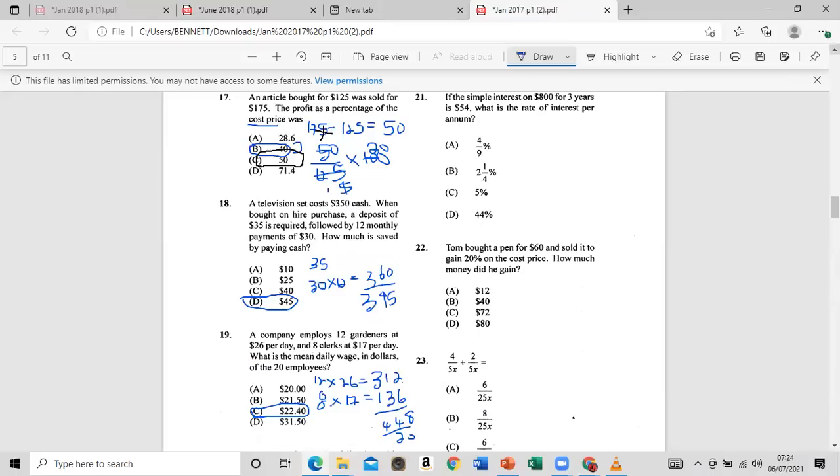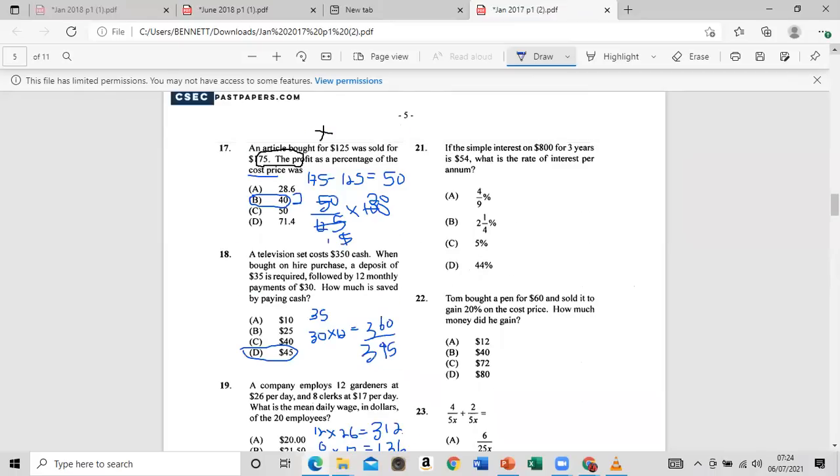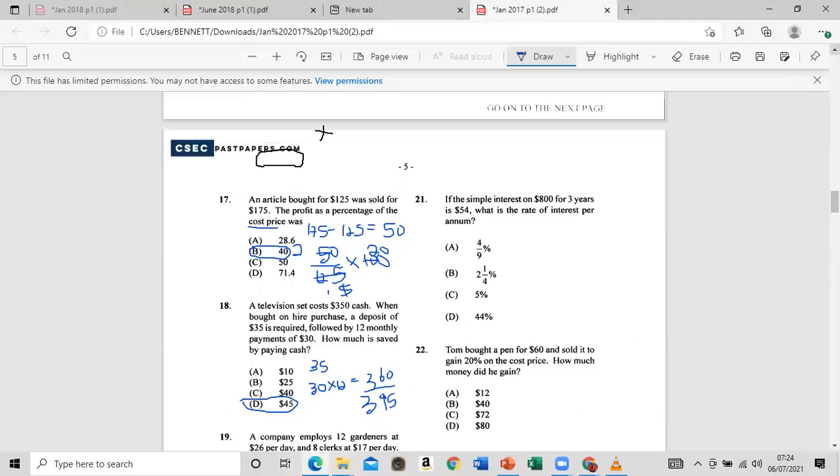The simple interest on $800 for 3 years is $54. What is the rate of interest? You're not going to write out P times T times R, right? They give us the simple interest already, so we just transpose. 54, the principal is 800, times 3. I want to know the rate.